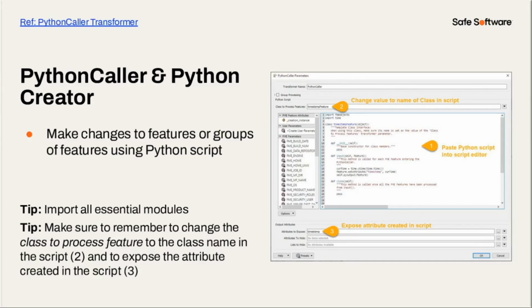And then just a tip here, first you want to import all essential modules. So just an example of this, if you're using ArcPy, you want to make sure you import that ArcPy module. And then remember to change the class to process feature to the class name in the script. That's number 2 in the screenshot, just at the top there. And then also remember to expose the attribute you created in the script. This is number 3, just at the bottom. I will be going over a demo on this here shortly, just how to use ArcPy in FME with the Python caller transformer.